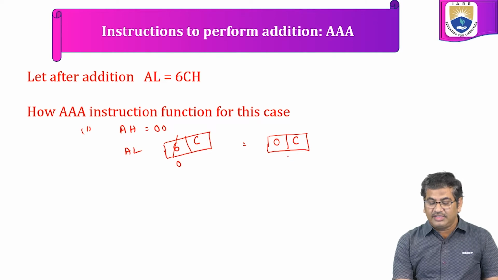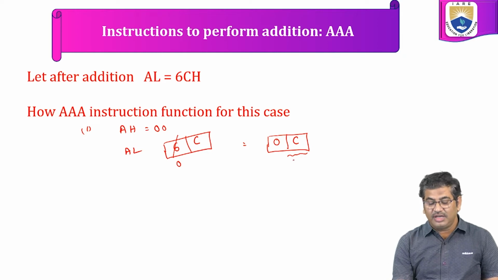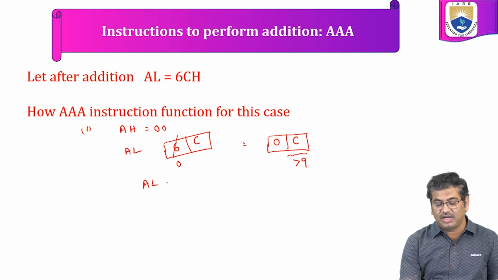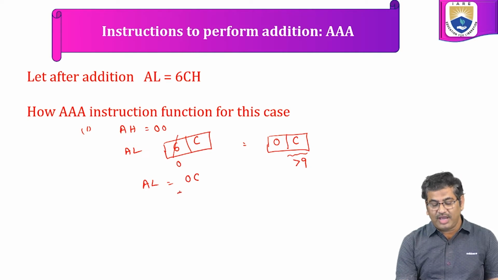Next, we have to examine the lower nibble. In this case, the lower nibble is C, which is greater than 9. As this C is greater than 9, it is not a valid BCD number. So we have to add 06 to the AL register. Now the AL register contents we have are 0C. To this we have to add 06H.